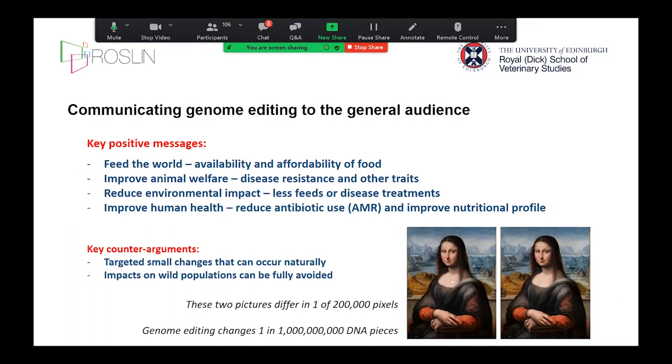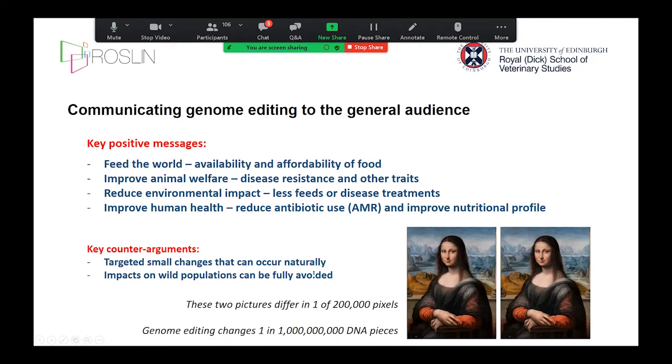These two pictures differ in 1 out of 2,000 pixels. So I basically changed 1 pixel in one of these pictures. I cannot find it. I don't remember which one I changed. I know it's red, but I don't remember. I cannot find it. So in genome editing, you basically change more or less 1 in a billion base pairs. So it's really a tiny change compared to the whole genome of the species.